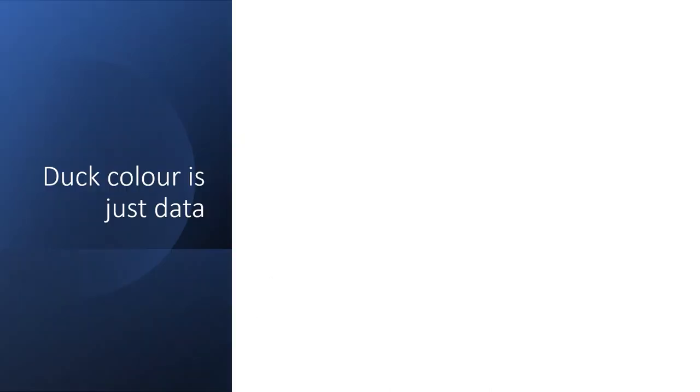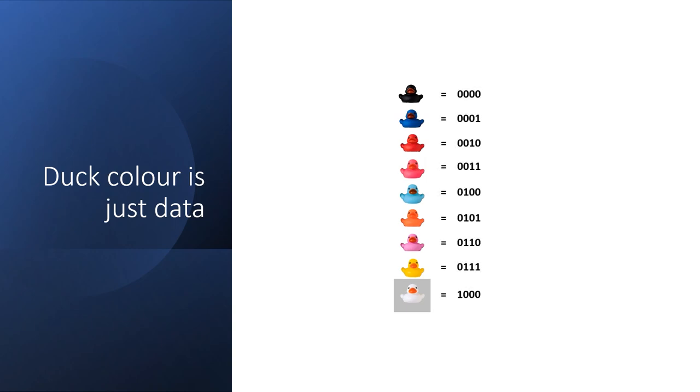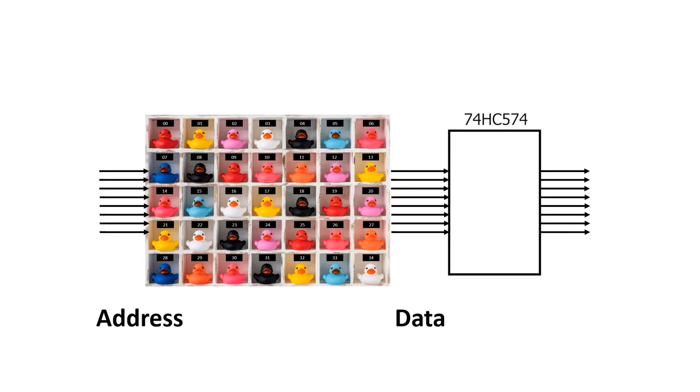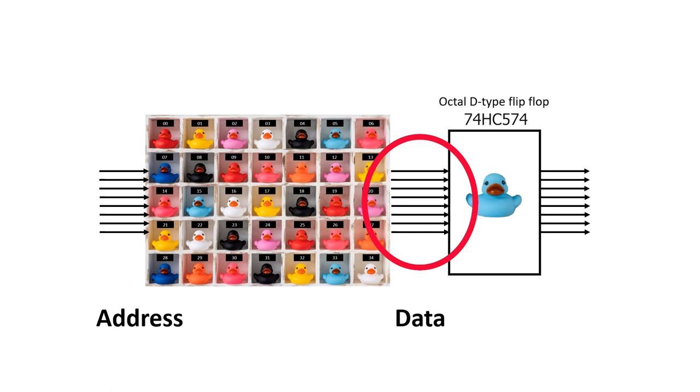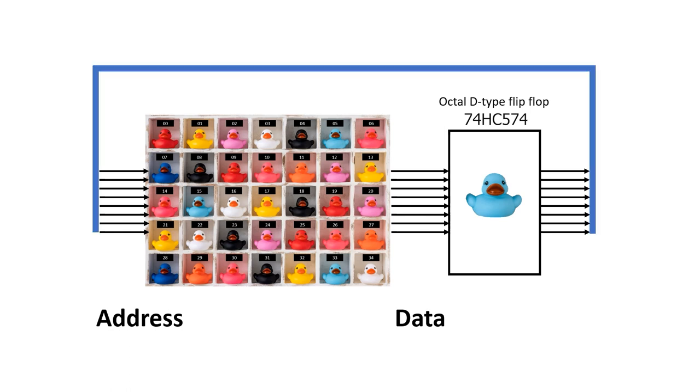Now let's remember that duck colour is just data, and it's actually represented as a binary number. Here's where we really get into the meat of how this machine works. What I'm about to show you is one of the most important circuits in computer architecture, and we can make it with an EEPROM and a set of D-type flip-flops. The output from the EEPROM goes into the inputs of the D-type flip-flops. And, drum roll, the output from the D-type flip-flops goes back to some of the address lines on the EEPROM.